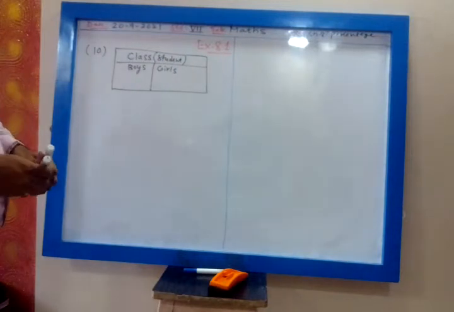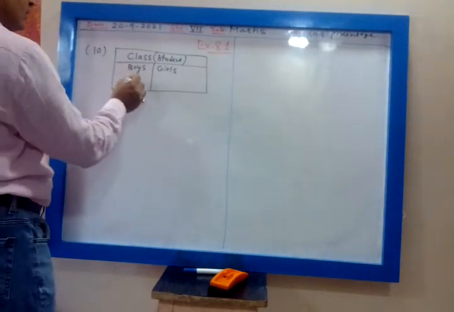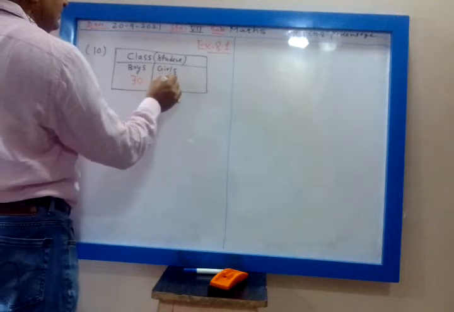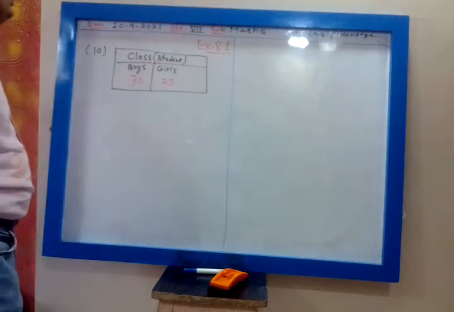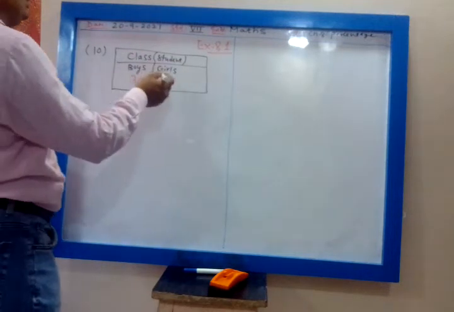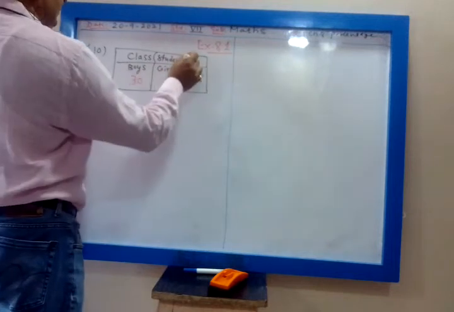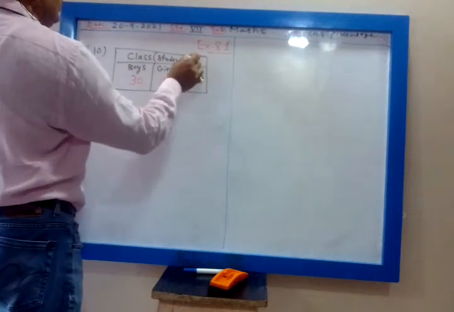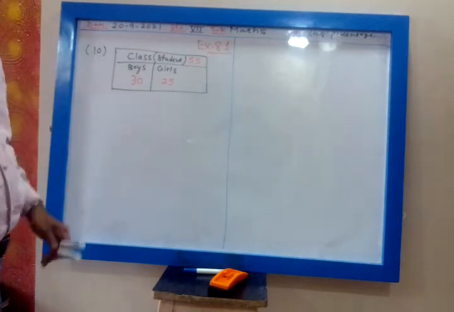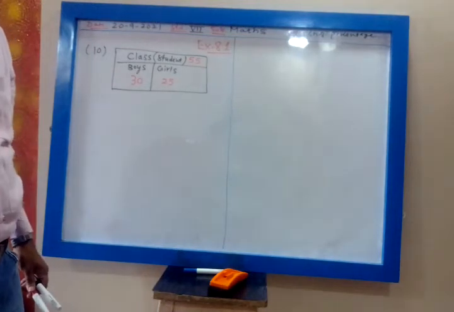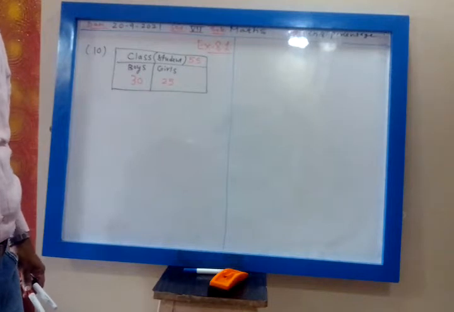How many boys are there? 30 boys and 25 girls. So how many students in total? Total number of students is 55. Out of 55 students, 30 are boys and 25 are girls.